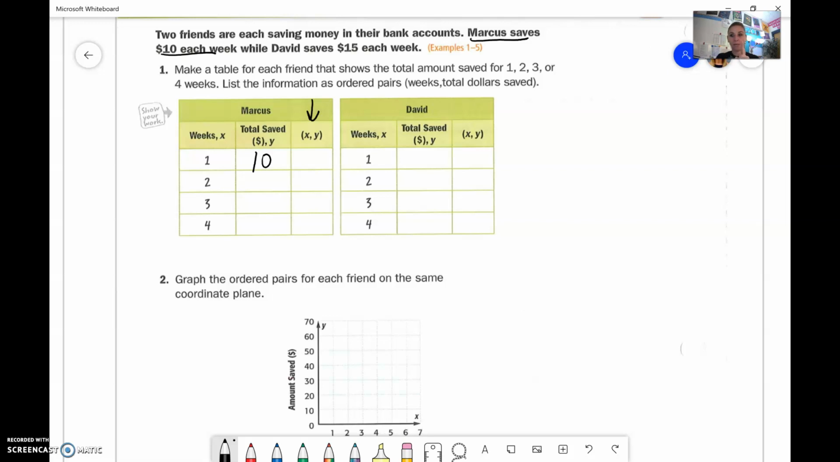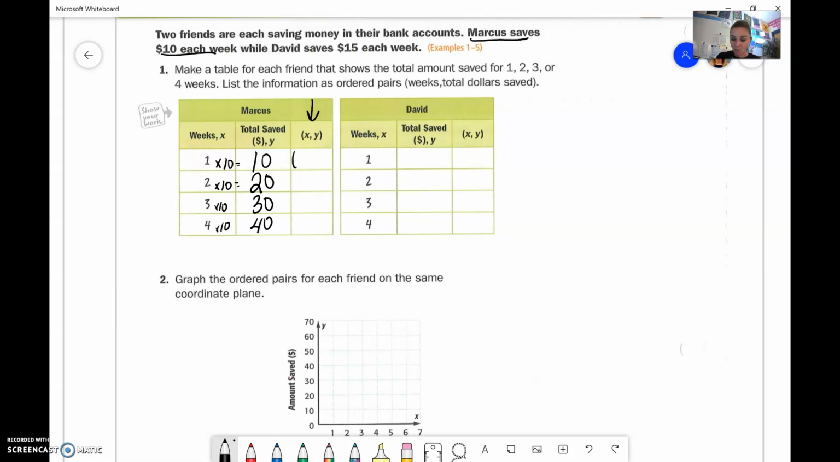So for 1 week, he makes $10. How much is he going to make in 2 weeks? $20. Look what I'm doing here. I'm multiplying by 10 to get that number, to get my output of how much. So I can multiply this by 10, which is going to give me 30. I can multiply this by 10, which is going to give me 40. Notice you also see a pattern, 10, 20, 30, 40, right?